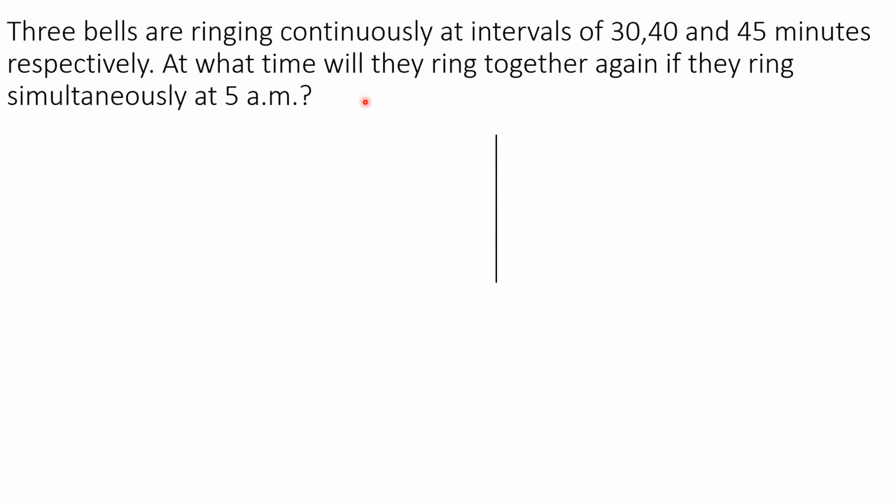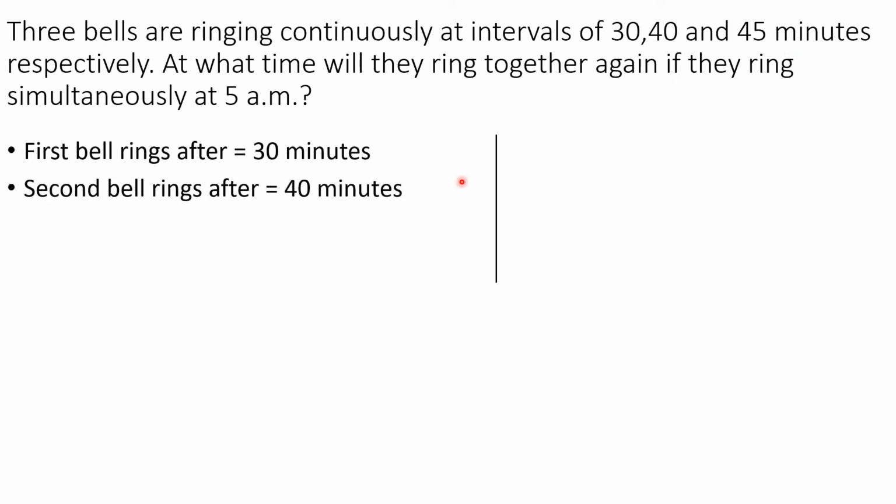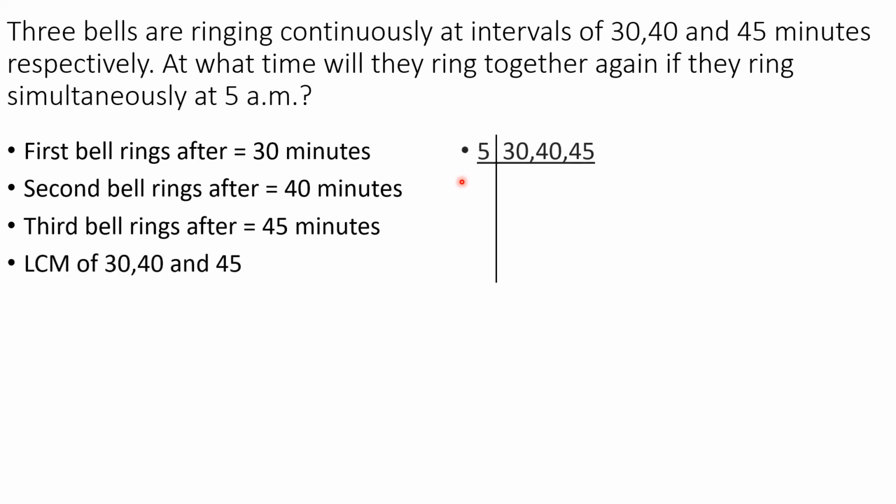This is also the same kind of question. 3 bells are ringing continuously at intervals of 30, 40 and 45 minutes. So here also the first bell rings after 30 minutes, the second bell rings after 40 minutes, the third bell rings after 45 minutes. It means it is a question of LCM, LCM of all these three. So 30, 40 and 45, we know that 5 is a common divisor. 5 sixes are 30, 5 eights are 40, 5 nines are 45.